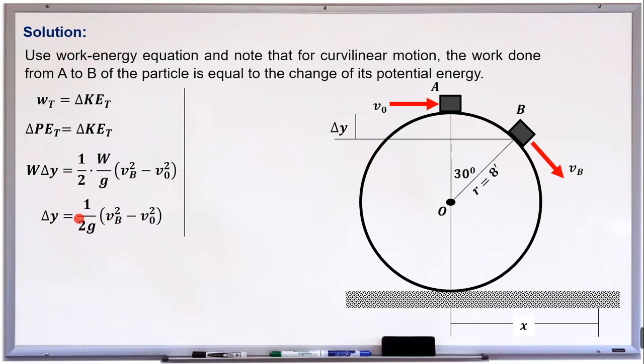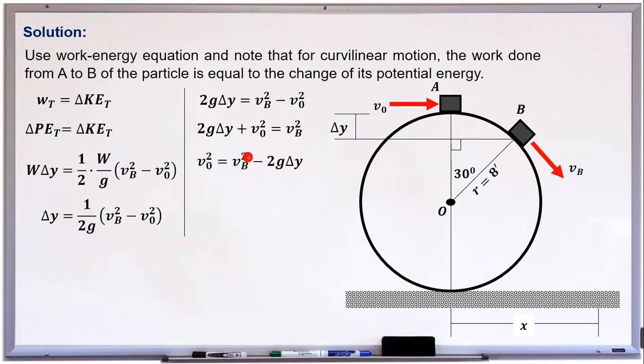Next, we are going to multiply this equation by 2g, both sides of the equation. So we have here 2g delta y is equal to this expression. Next, we are going to transpose the V naught squared towards the left. So we have this equation, and then rearranging, we have V naught squared is equal to VB squared minus 2g delta y.